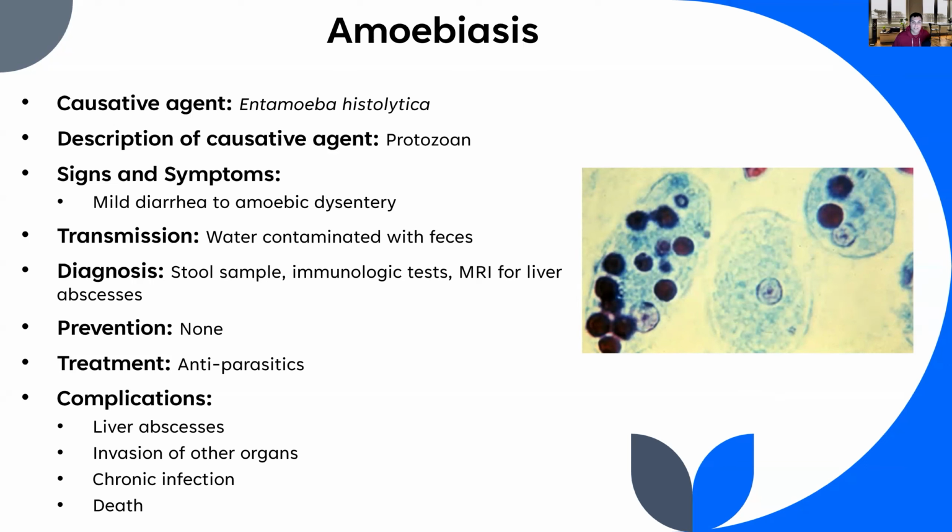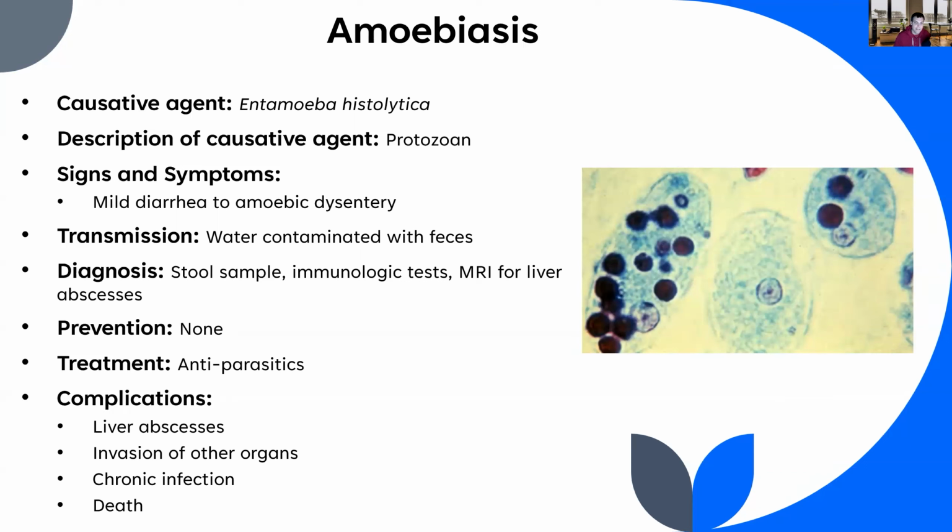Transmission is, again, water contaminated with feces. If somebody has this and then they use the bathroom and it contaminates the water supply, it's possible to get this. Again, this is most commonly found in places with poor sanitation. You can diagnose this through a stool sample, immunologic tests, or, if the disease has progressed far enough, an MRI can be used to detect liver abscesses, and this is often what happens.